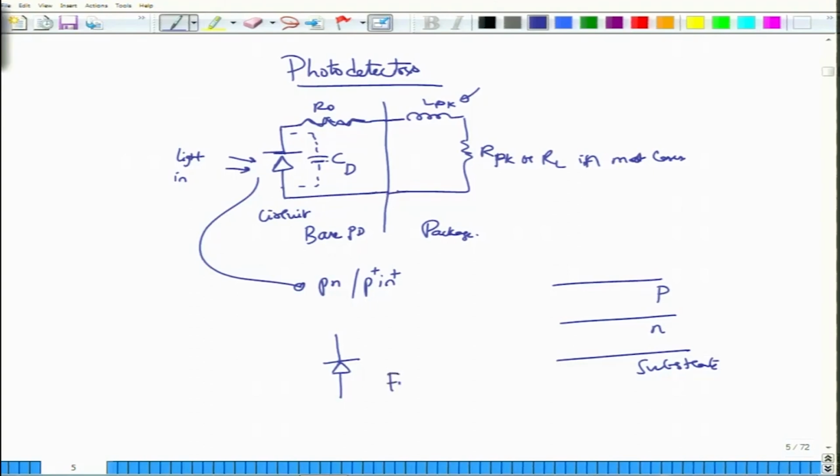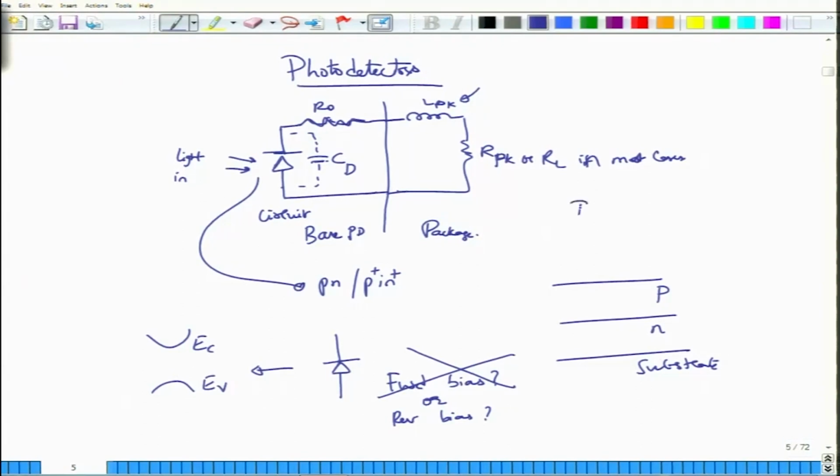Should I forward bias the photodetector, or should I reverse bias the photodetector? What do you think? Well, if you have paused and thought about it, you would quickly realize that I should not forward bias the photodetector. The reason is very simple. If you go to this PN junction, you will again encounter your familiar conduction band and the valence band. I am of course assuming that this is a direct band gap material.